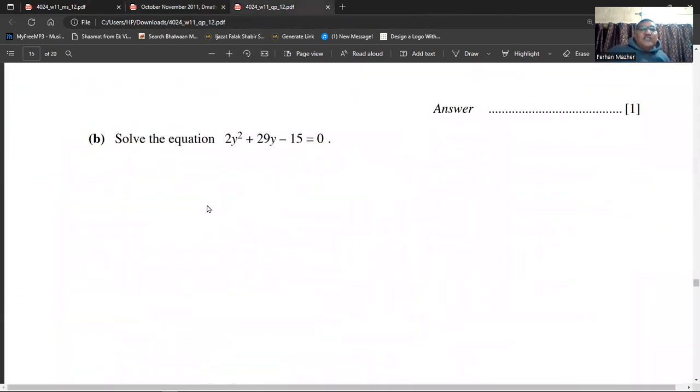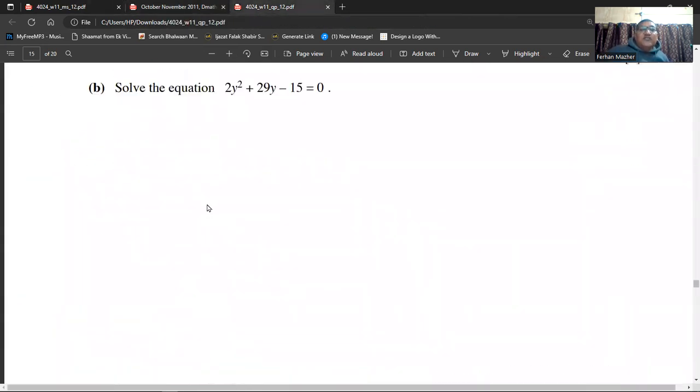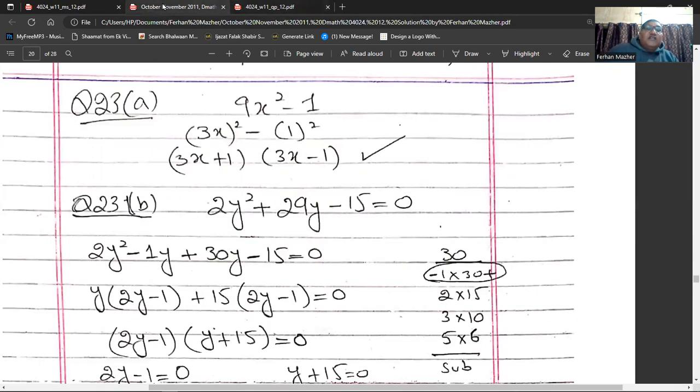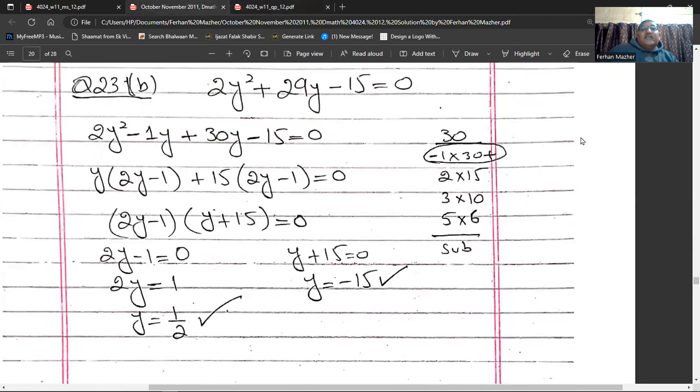Okay, so the next question, the B part, that's a 3 marks question. He says, solve the equation 2y squared plus 29y minus 15 equals 0. I'm going to try the midterm breaking. I will multiply the extreme terms. You get 30y squared. I will write the factors of 30: 1 into 30, 2 into 15, 3 into 10, 5 into 6.